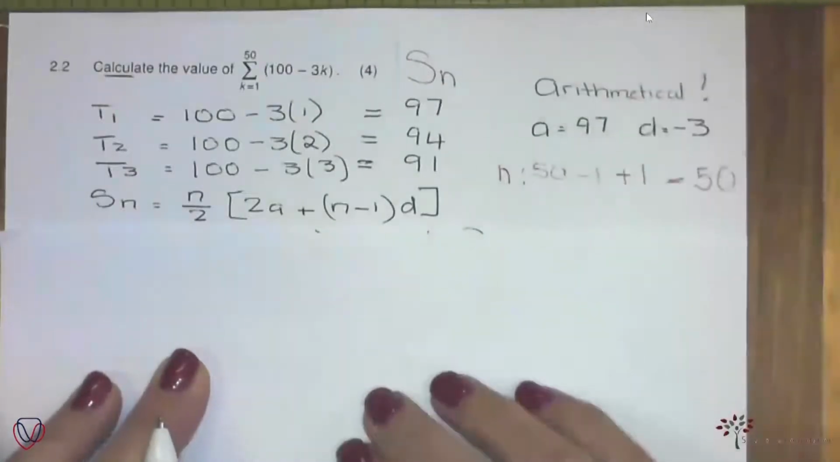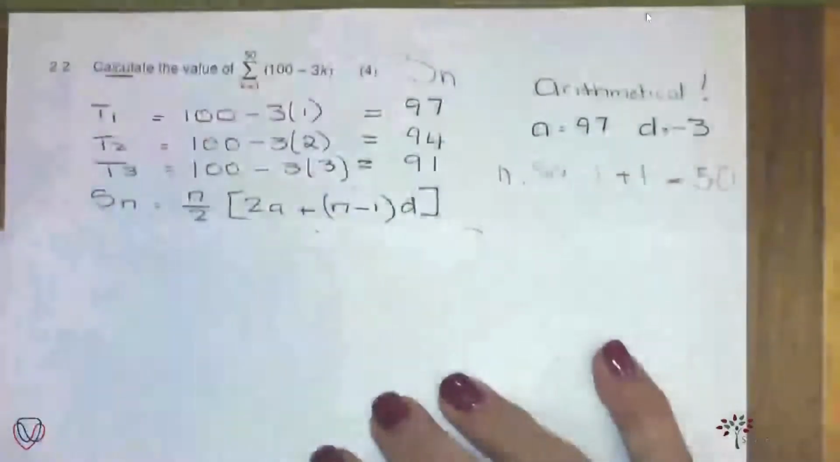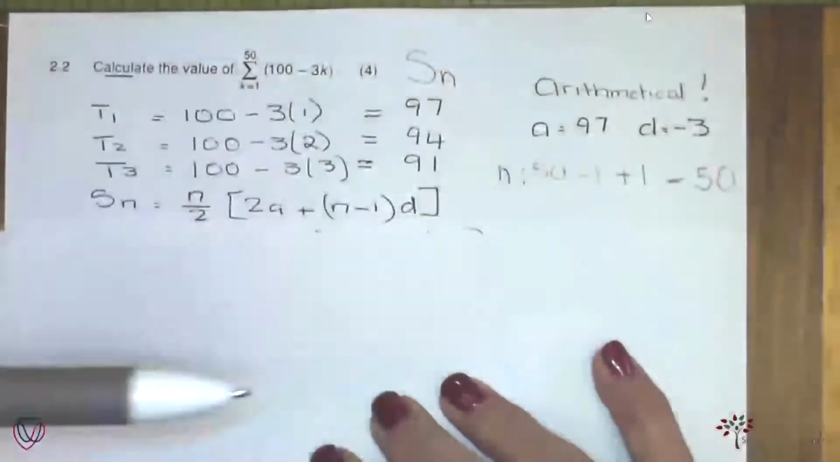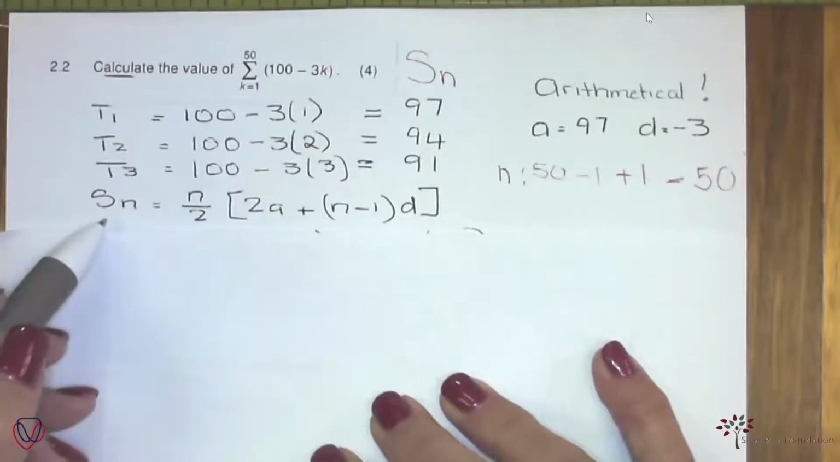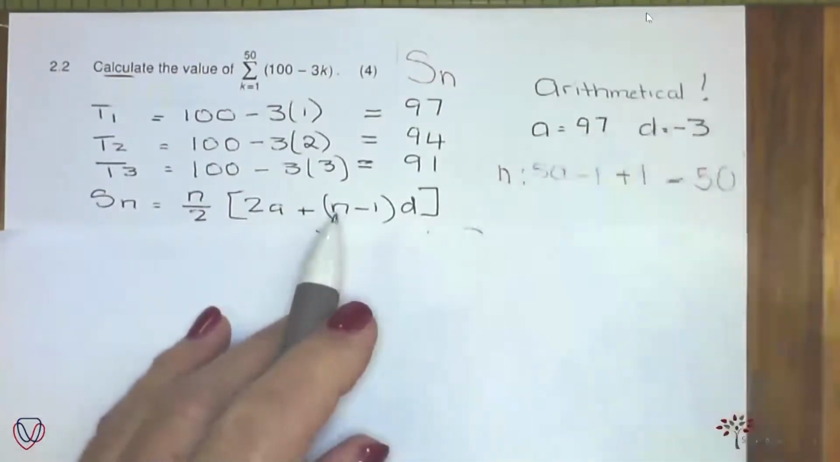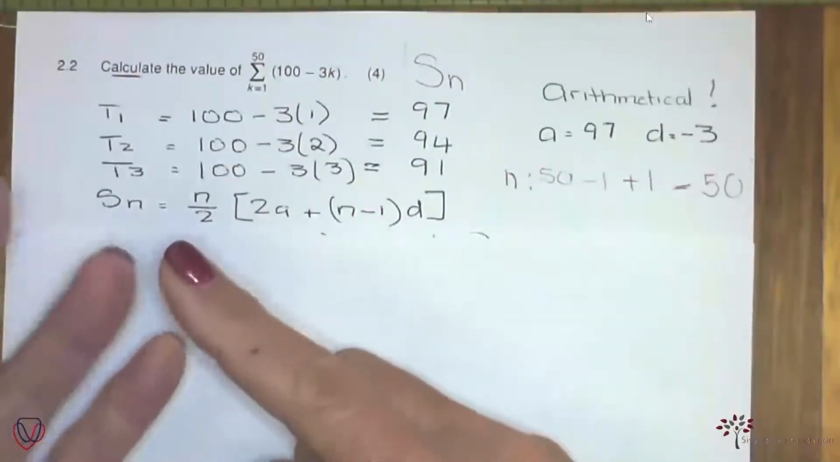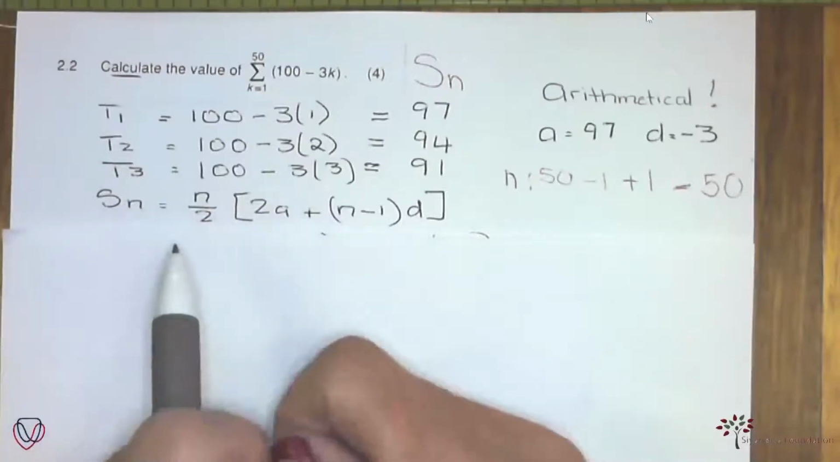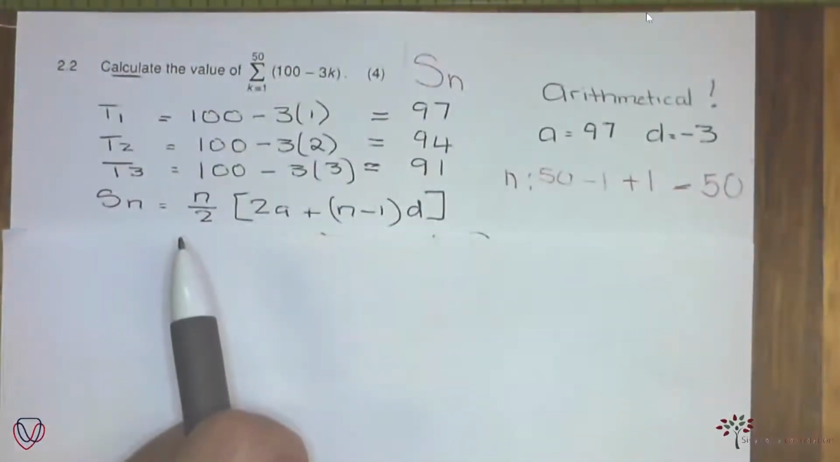Okay. Now they said, calculate this. Now sigma means the sum of. So now we've got all our information, and now we're going to determine the sum by using our sum formula. People, these formulas, the Tn formula, the sum formula, the Tn for geometric, the sum for geometric, they will all be on your formula sheet.